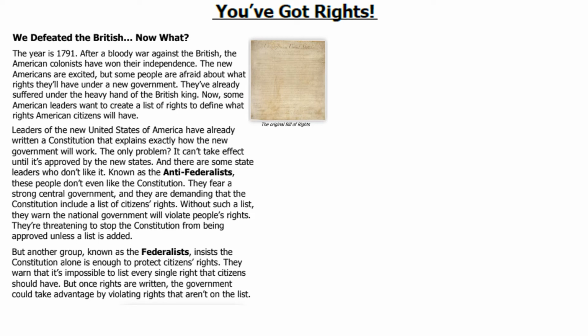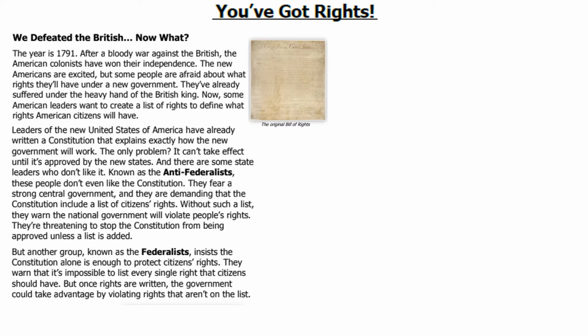You've got rights. We defeated the British. Now what? The year is 1791. After a bloody war against the British, the American colonists have won their independence. The new Americans are excited, but some people are afraid about what rights they'll have under a new government.